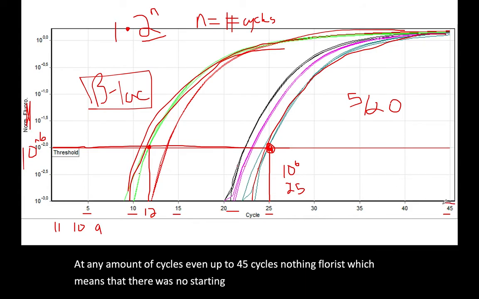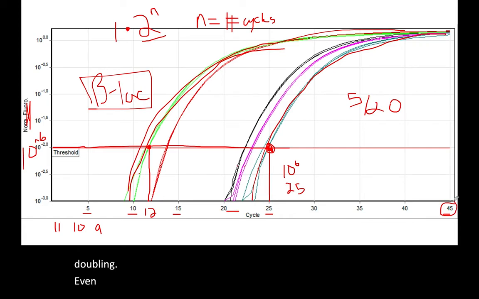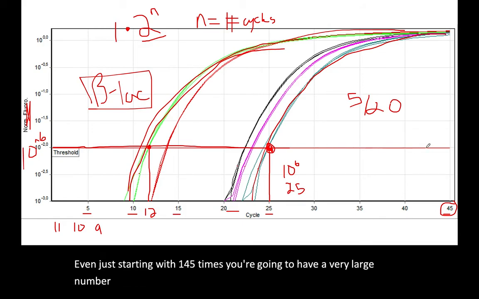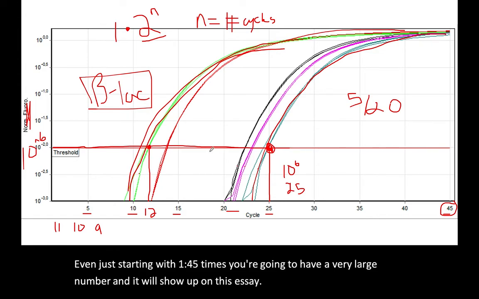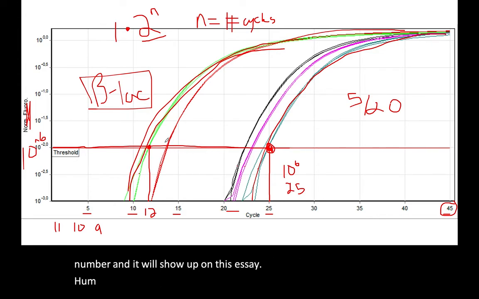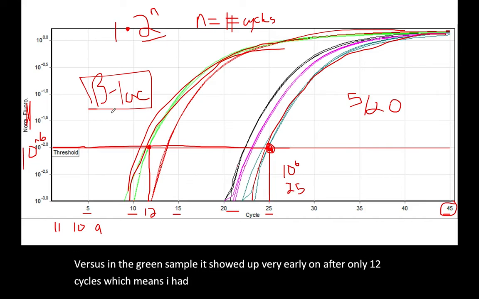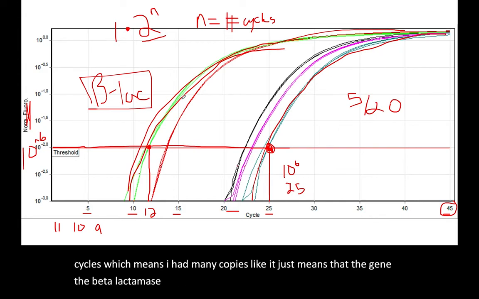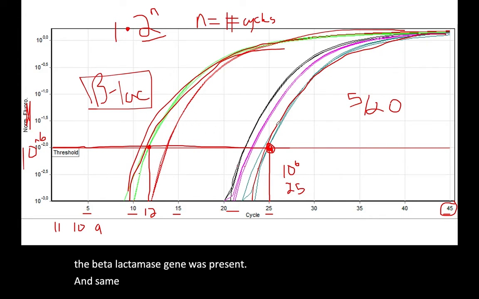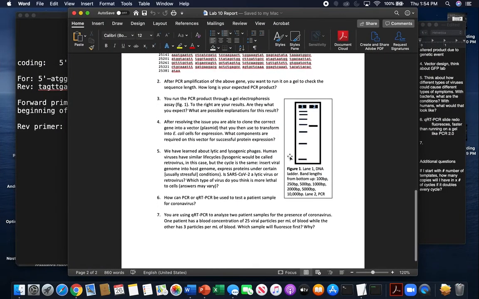Because remember, if you're doubling, even just starting with one copy over 45 cycles, you're going to have a very, very large number, and it will show up on this assay. Versus, like, in the green sample, it showed up very early on after only 12 cycles, which means I had many copies. It just means that the gene, the beta lactamase gene, was present. And same thing with the red, the black, the pink, and the teal samples.